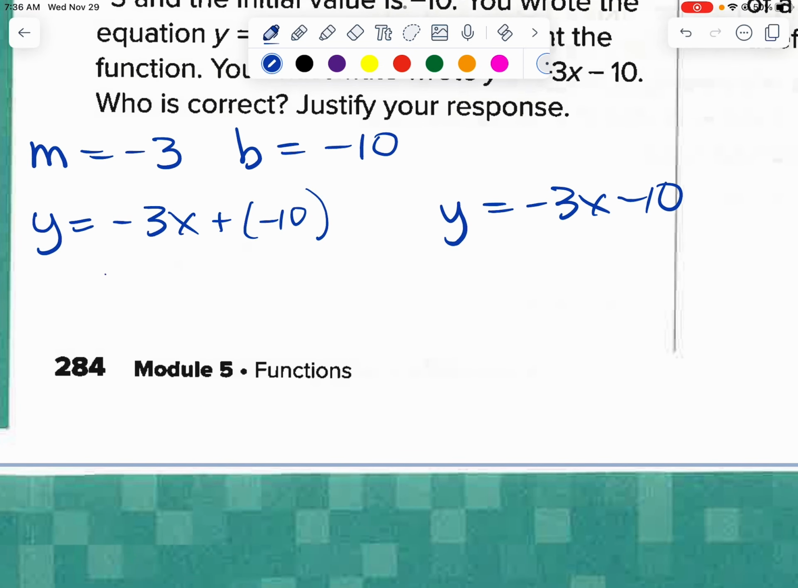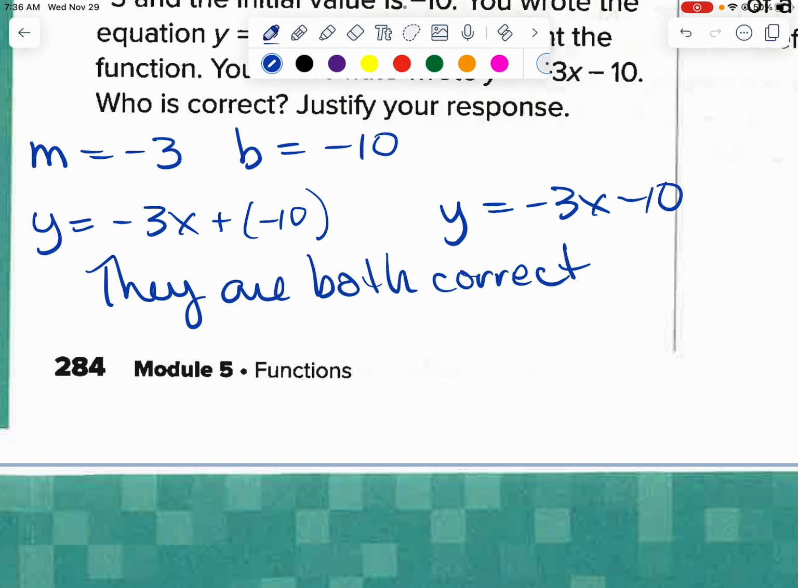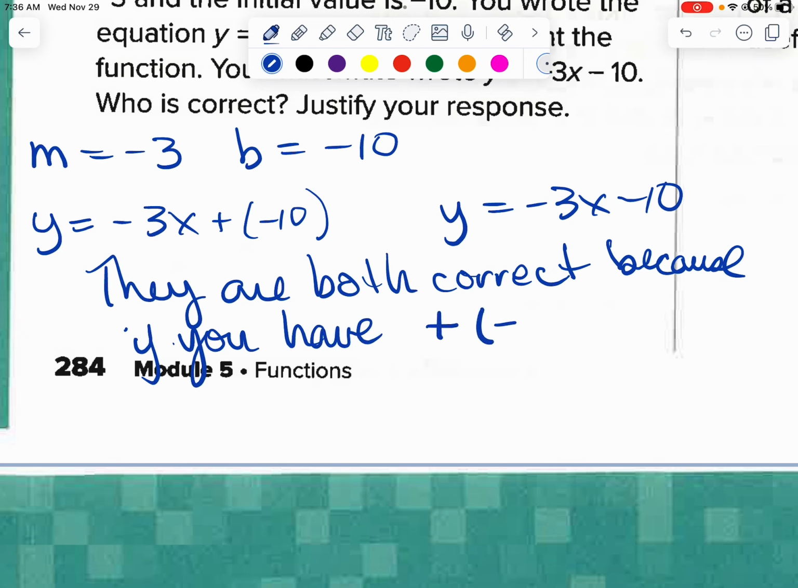Well, I'm going to say they are both correct because if you have, if that's not how you spell have, if you have plus -10, it will be -10.